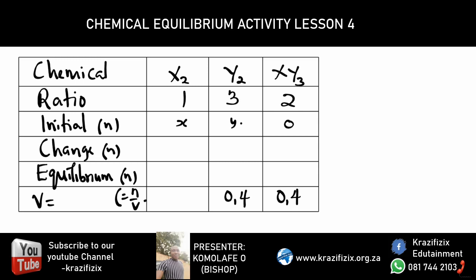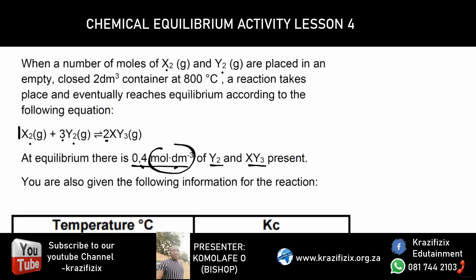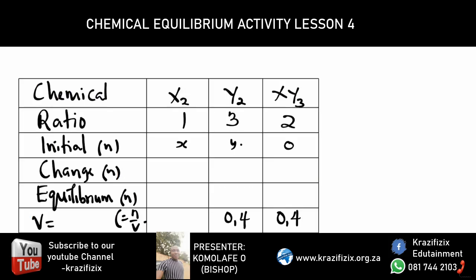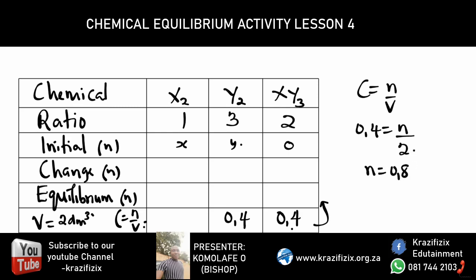By the way, what is my volume? My volume is 2. Look, let's see what we can get out from here. I want you to watch this. Now I am working up here. Do you remember that C equals N over V? From here, what's my concentration? 0.4. What's my volume? 2. Cross multiply, N is 0.8. I hope that makes sense. I'm working up the table.